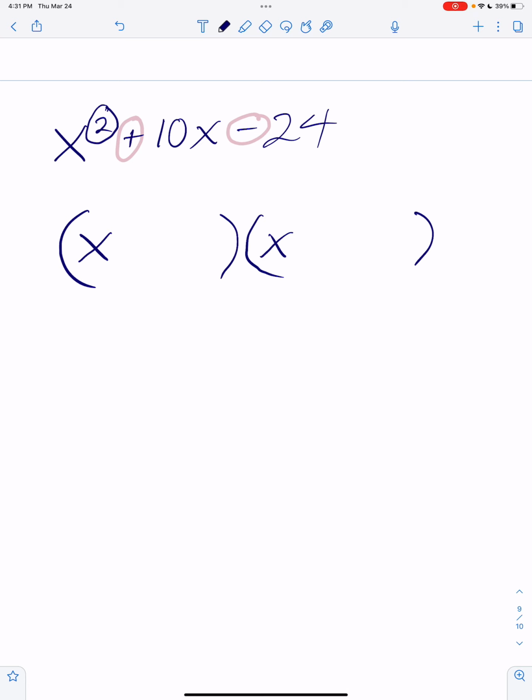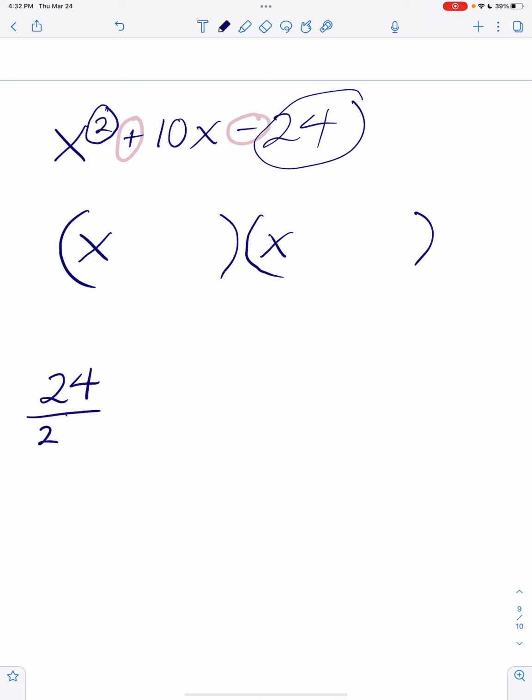And I'm not quite sure what symbols I'm going to need because I see I have a positive and negative, so I'll hold off on those for now. But again, let's start with the constant. That's always a good place to start. Let's factor the constant and see what sets of numbers multiply to give you 24.